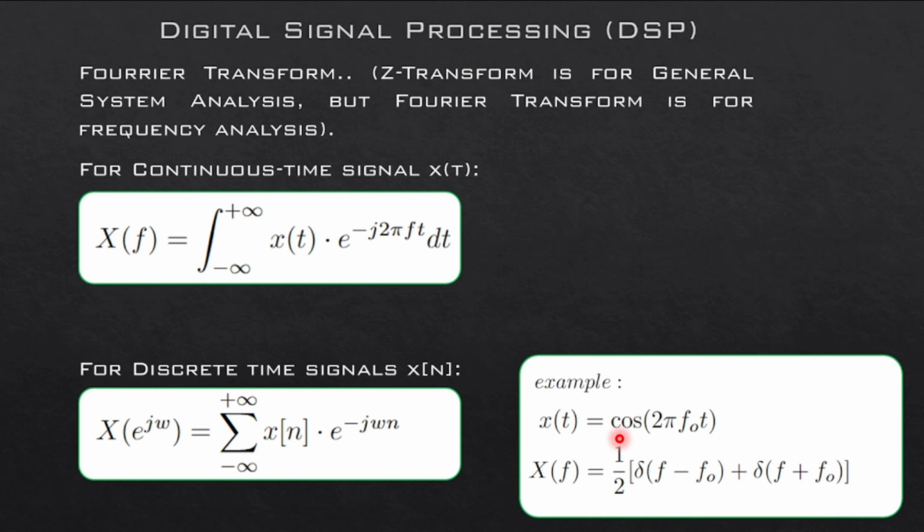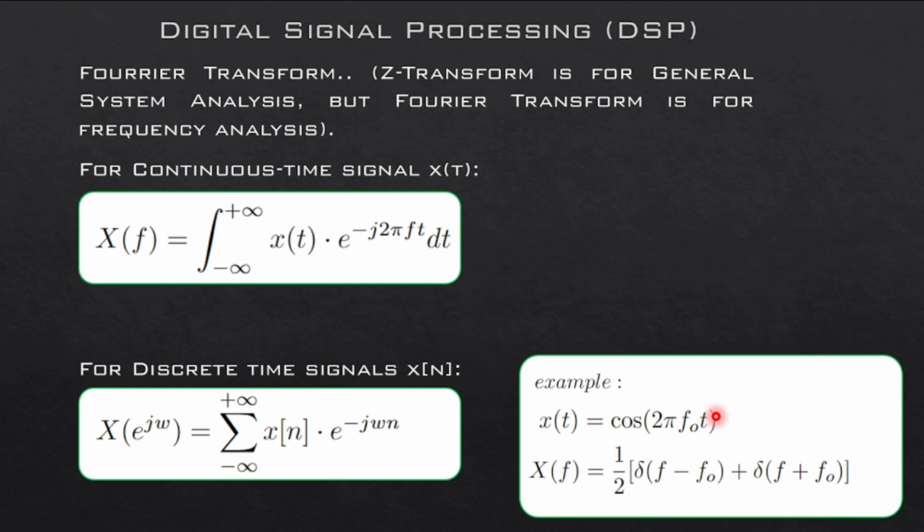The transform of cosine 2 pi f0t is 1/2 [delta(f - f0) + delta(f + f0)]. So you have two impulse signals, one shifted to the right, one shifted to the left, divided by 2, representing the cosine 2 pi f0t, the cosine signal, or cosine omega 0t. Now this looks familiar a little bit, no?